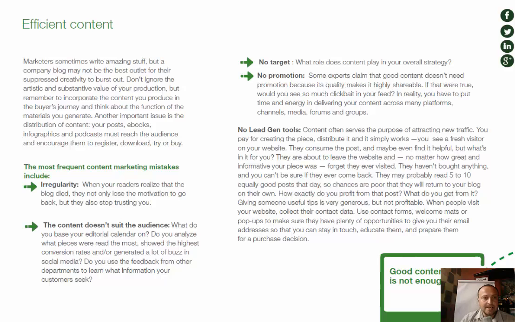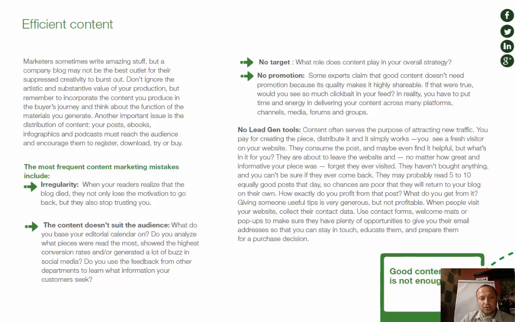Efficient content. Marketers sometimes write amazing stuff, but a company blog may not be the best outlet for their suppressed creativity to burst out. Don't ignore the artistic and substantive value of your production, but remember to incorporate the content you produce in the buyer's journey and think about the function of the materials you generate. Another important issue is the distribution of content. Your posts, ebooks, infographics, and podcasts must reach the audience and encourage them to register, download, try, or buy.